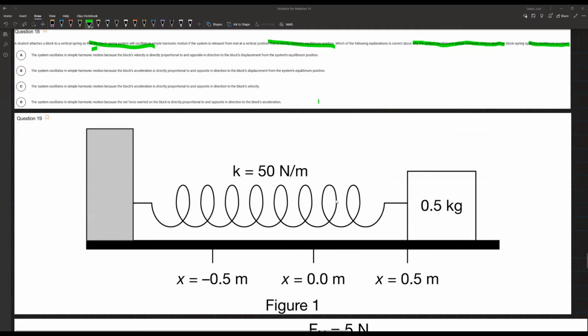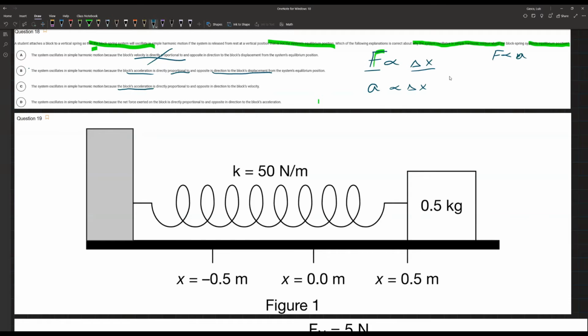Okay, so we have seen that simple harmonic motion occurs when the force is proportional to the displacement. And because the force is proportional to the acceleration and the mass, we can say that the acceleration is going to be proportional to the displacement. So velocity is proportional, probably not. Acceleration is directly proportional to and opposite in the direction of the block's displacement. B looks really good. Let's see the other ones.